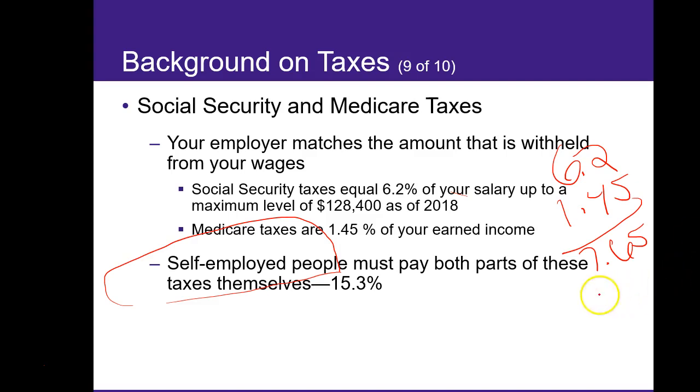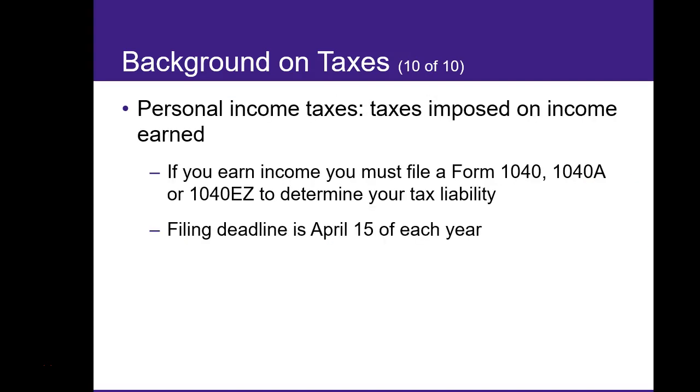So if you take that 7.65% and multiply it times 2, it'll give you 15.3%, which in the accounting profession is known as self-employment tax. So when you are self-employed, you pay a tax at 15.3%, that's known as your self-employment taxes.